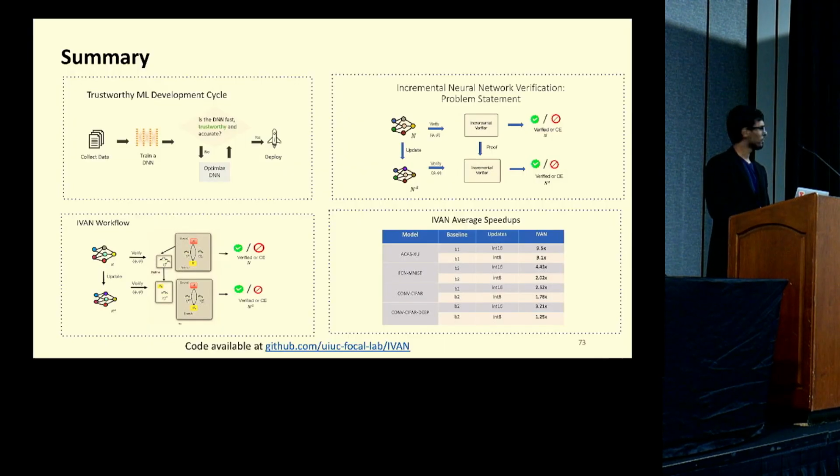So in conclusion, we presented Ivan, an incremental complete verification framework that introduces a data structure called the specification tree. We store the specification tree, and we have the techniques reuse and reorder that allow us to efficiently verify the updated network using this specification tree. And we get a speedup of up to 9.5x on the benchmarks that we considered. Thank you. I can take the questions.